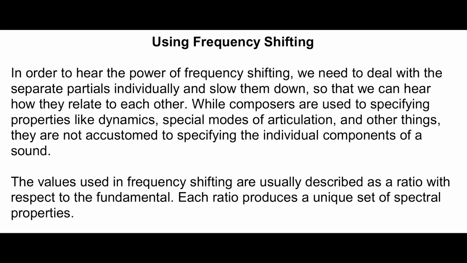While composers are used to specifying properties like dynamics, special modes of articulation, and other things, they are not accustomed to specifying the individual components of a sound. The values used in frequency shifting are usually described as a ratio with respect to the fundamental. Each ratio produces a unique set of spectral properties.